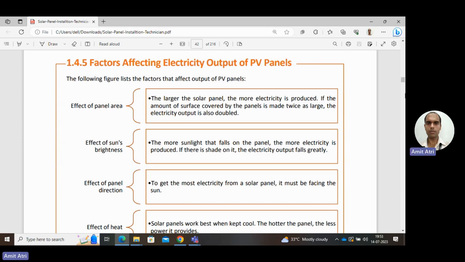The second factor is the effect of the sun's brightness. That also directly affects output. As the brightness of the sun increases, more electricity will be produced.